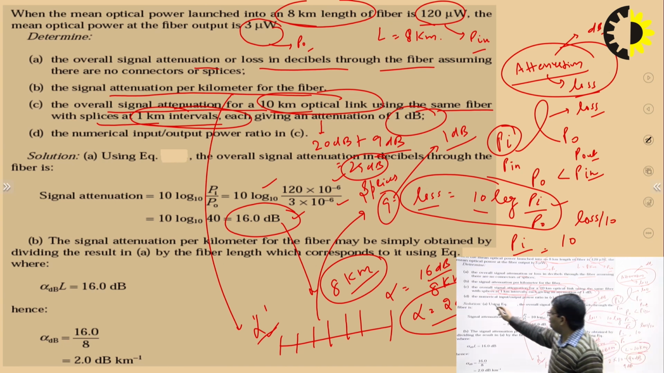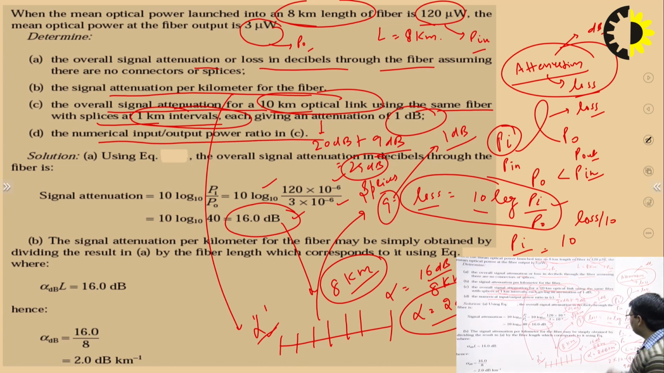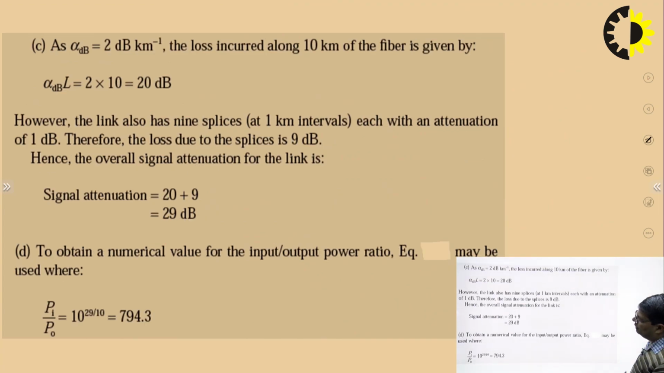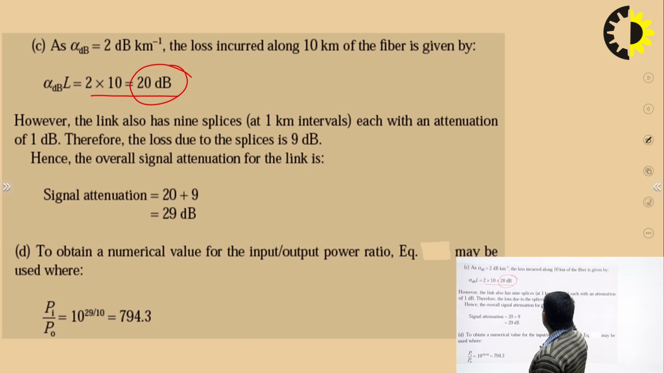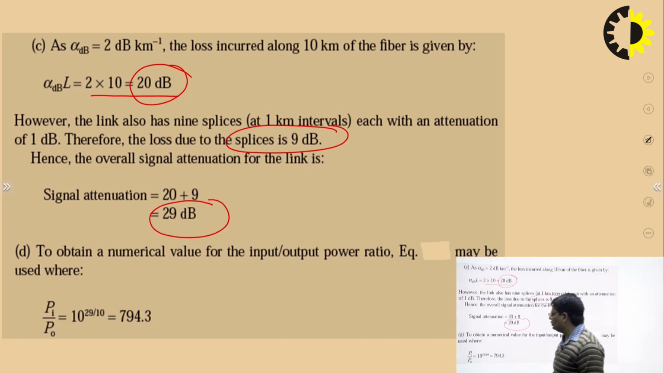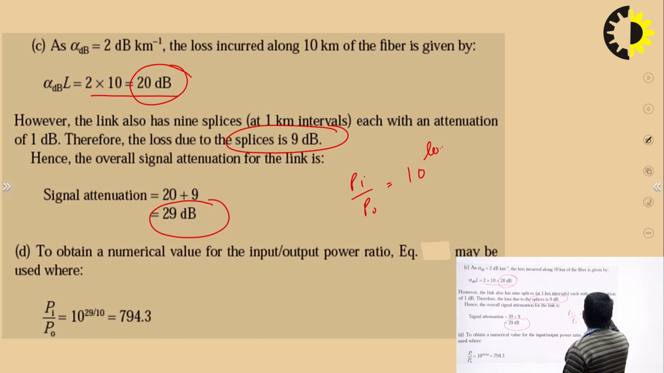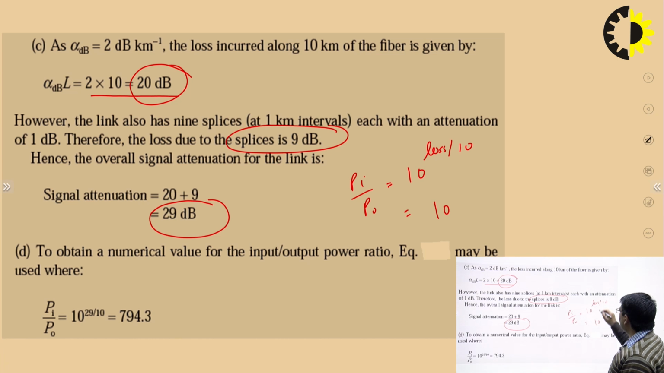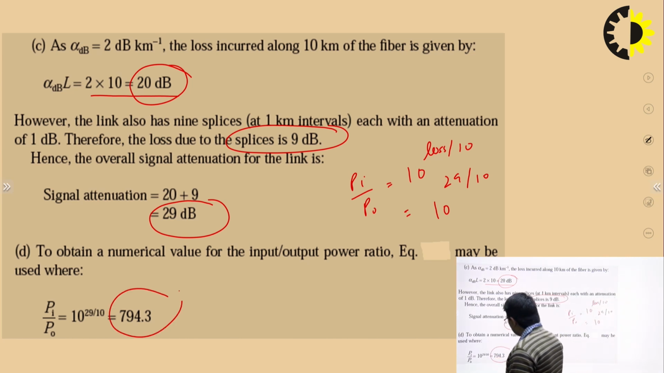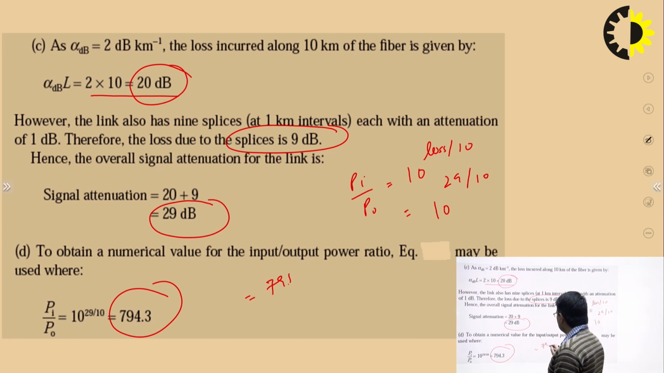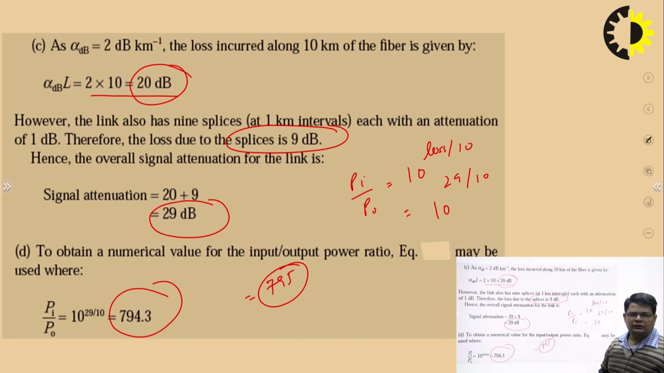Next, the D part is the numerical input output power ratio. For this case we have to calculate the input output power ratio. We have calculated the loss because of distance, 20 dB, loss because of splices, 9 dB, total loss 29 dB. So the power ratio is Pi by P out equal to 10 raised to power loss in dB divided by 10. It is simply 10 raised to power 29 by 10. So the ratio is approximately 795. So this is the power ratio.